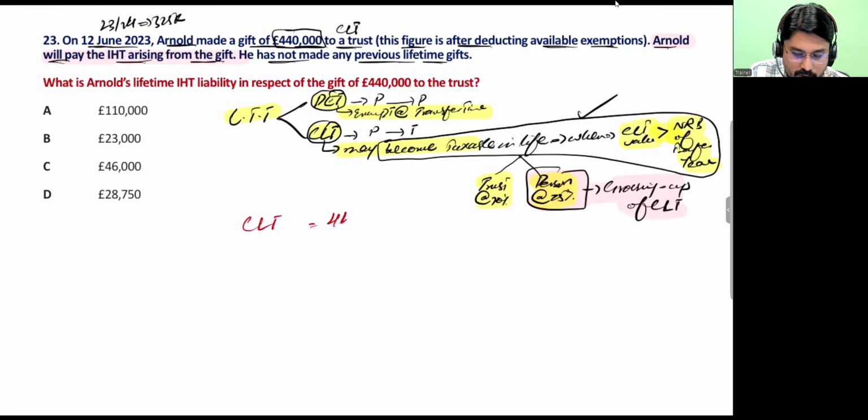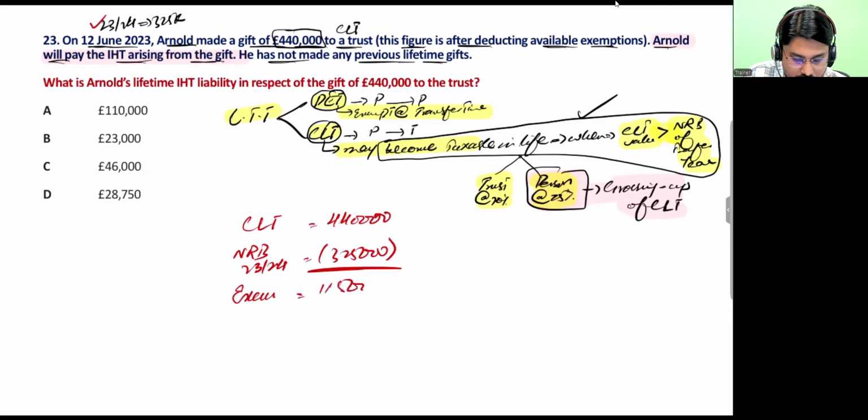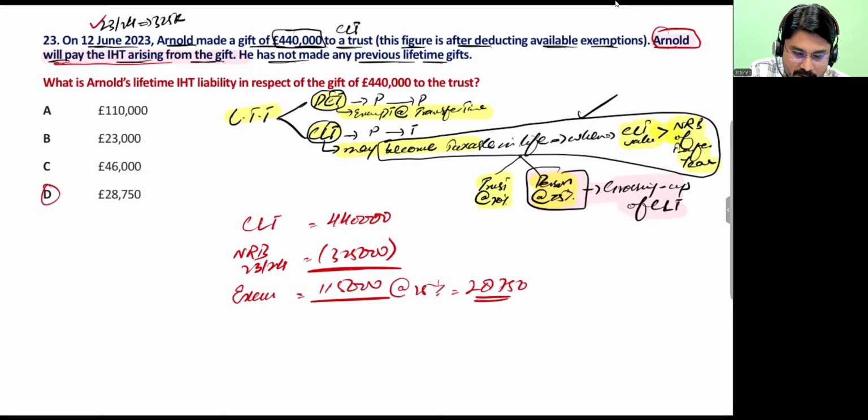The CLT value is 440,000. If we compare it with the nil rate band of the transferred year, and this asset is transferred in the fiscal year 23-24, this year's nil rate band is 325,000, leaving an excess amount of 115,000. As it is mentioned that the person would be paying the IHT, the calculation is performed at 25%, and resultingly 28,750 is the amount of tax. So that was a requirement.